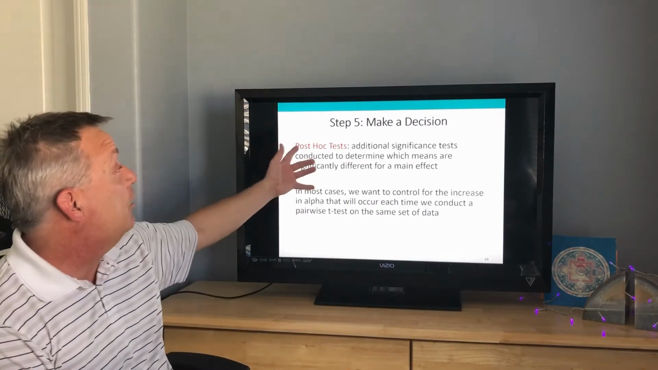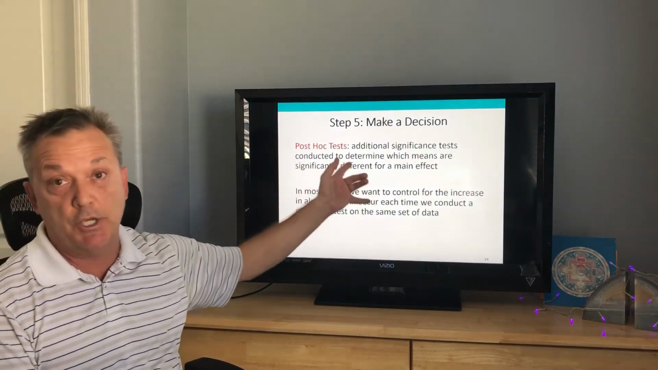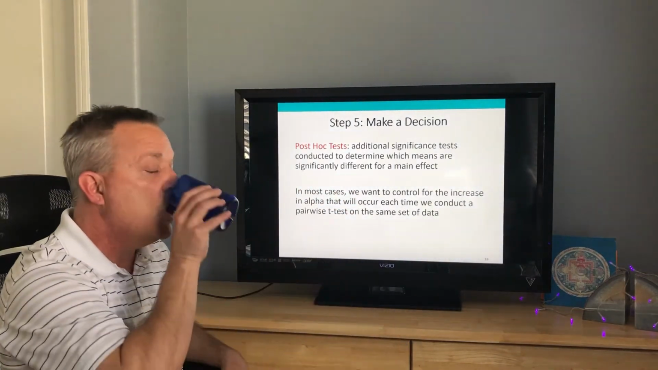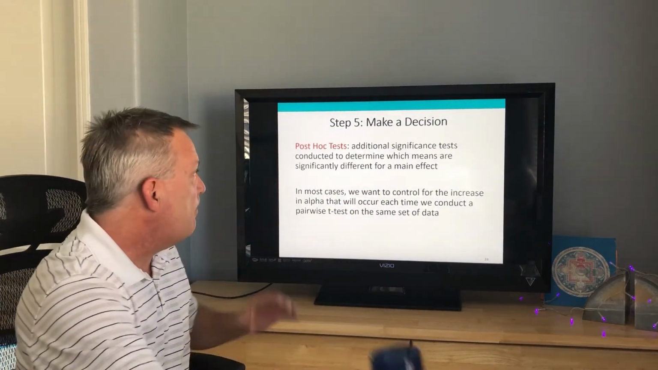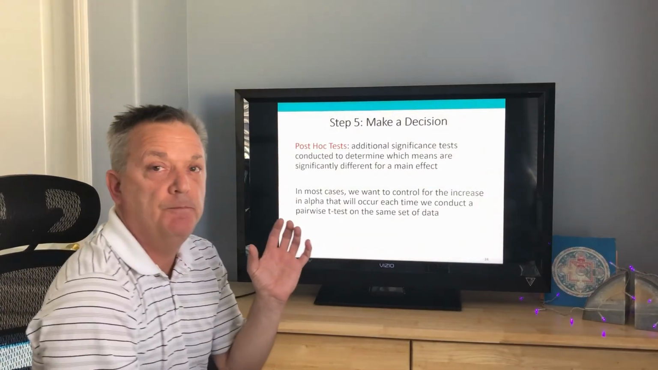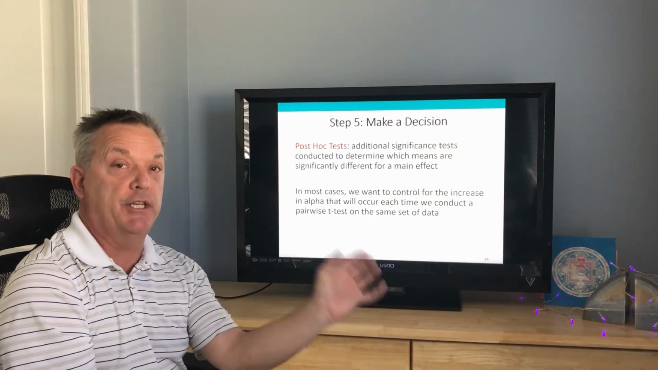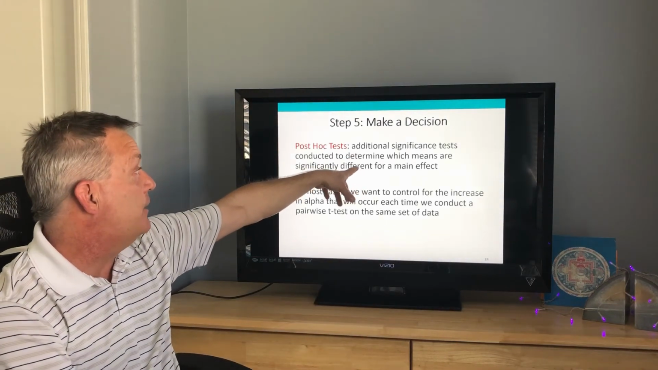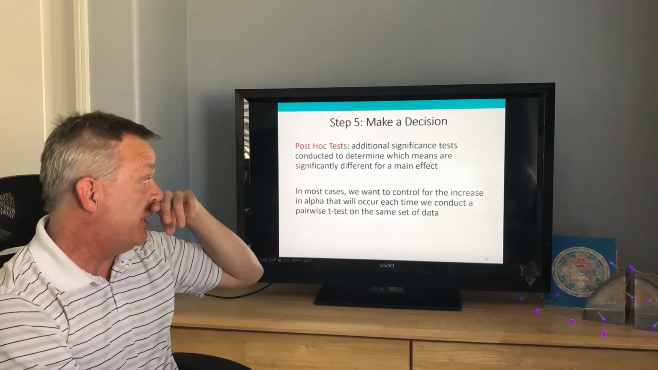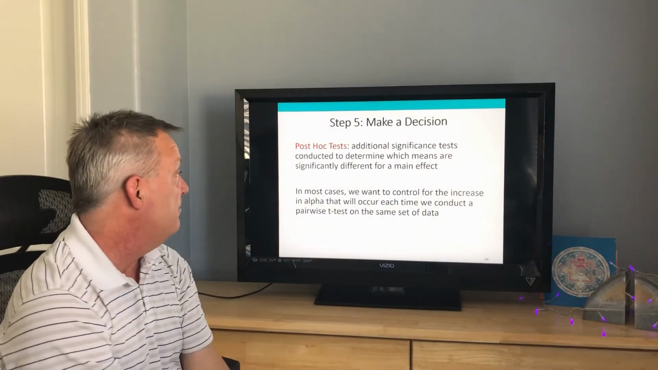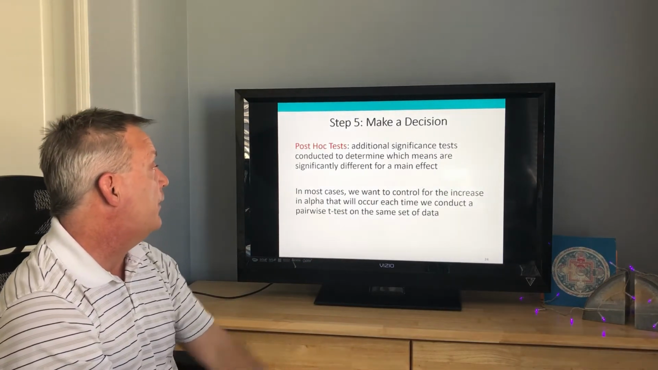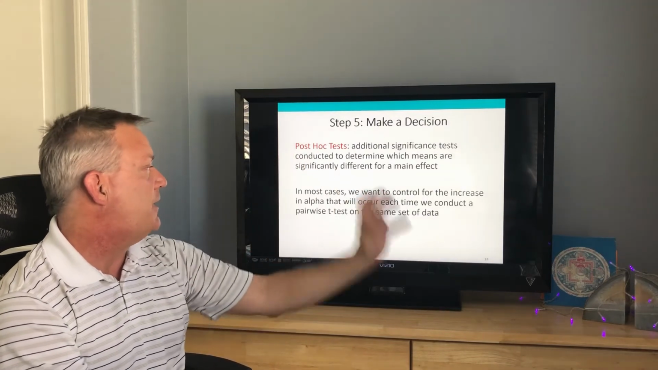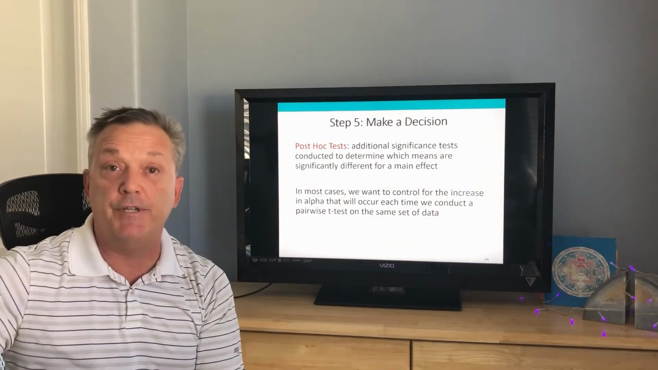And so what we're going to want to do is use post hoc tests to determine where the main effect is and which group is most significantly different. And these are additional significance tests conducted to determine which means are significantly different for the main effect. In most cases, we want to control for the increase in alpha that will occur each time we conduct a pairwise t-test on the same set of data.